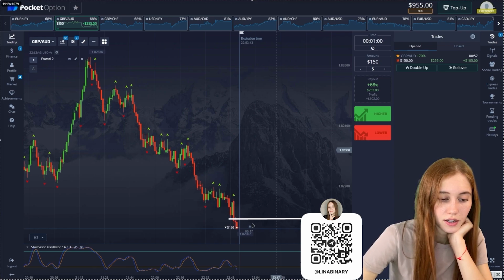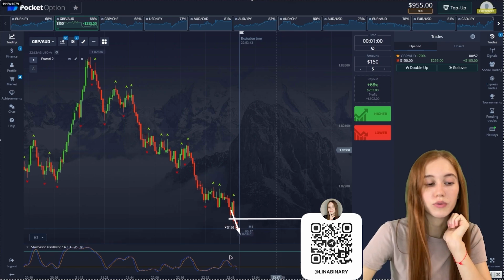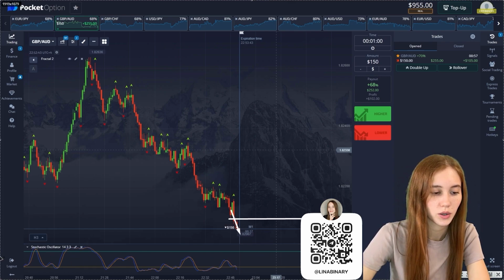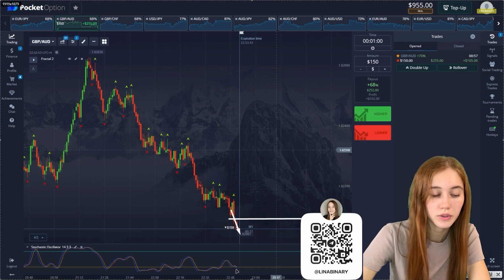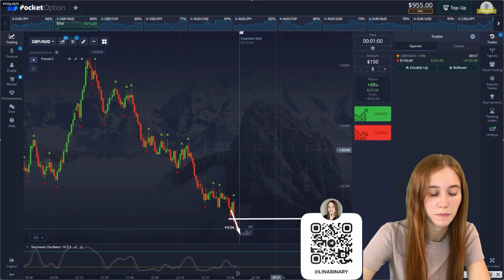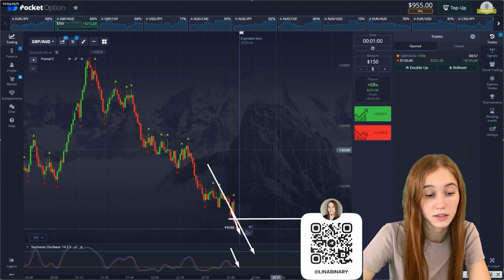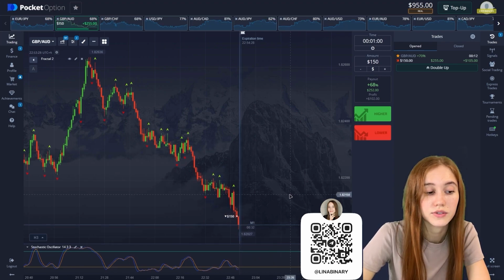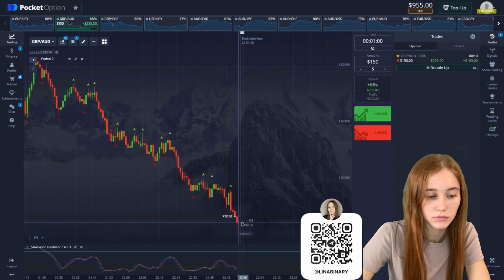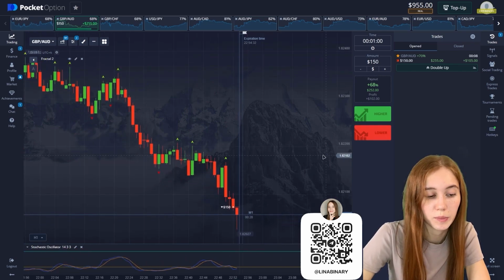Let's look at the stochastic. It shows the red prevails over blue. We also started to go below the 20 value zone. That also shows a decline in the trend. Let's see, we see that there's indeed a strong drawdown in the chart, going up and down.